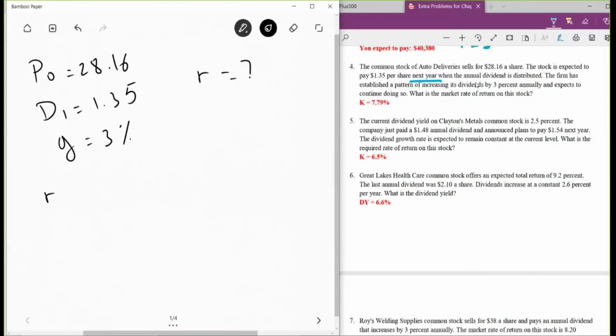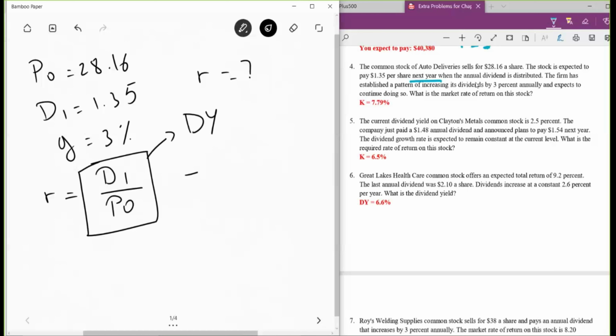Now, R equals D1 divided by P0. This is what I call the dividend yield, plus the growth rate G. The growth rate G, this is my capital gain yield, because as dividends are growing at a constant growth rate G, at the same time, the price will be growing at that same growth rate G.